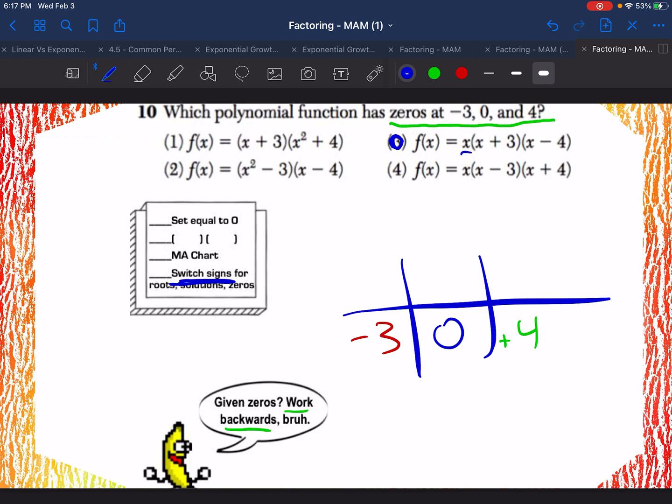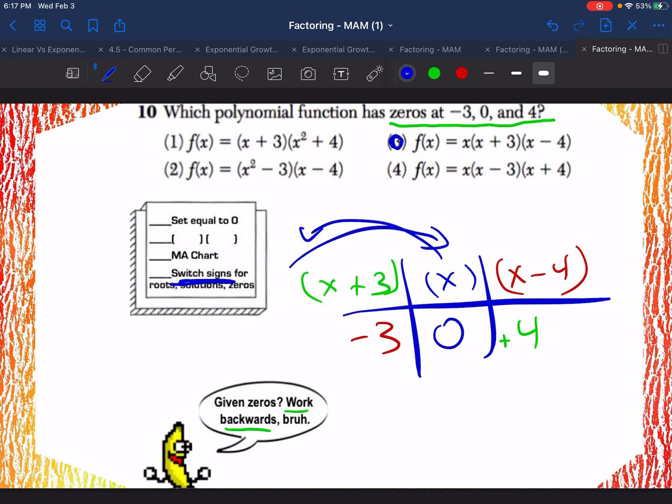I know these are in a different order, but that's totally fine. Commutative property. The opposite of -3 is +3. Put the x in front. The opposite of +4 is -4. Put the x in front with the parentheses. And 0 doesn't have a sign, so we can just put x for 0. That's how you do that one. You can switch the order of these so it looks more like this. That's totally fine.